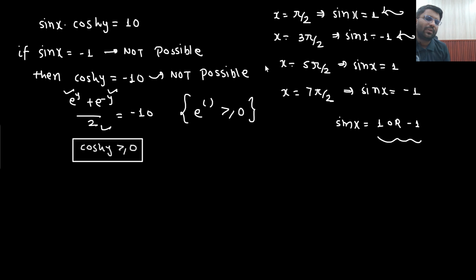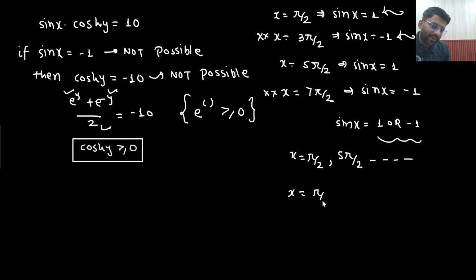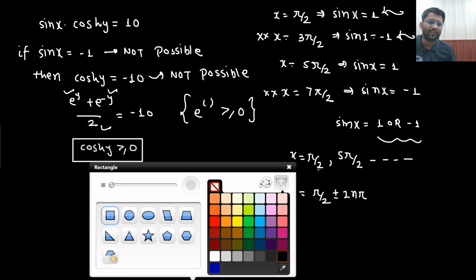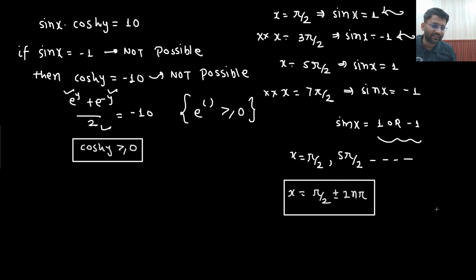If this is not possible, what does that mean? These values are not possible. These values are also not possible. That means x equals pi by 2, 5 pi by 2, and so on are possible. That means x equals pi by 2 plus or minus 2n pi, that is, pi by 2 plus an even multiple of pi, is possible. So this is the final answer for x. Did you understand this point?